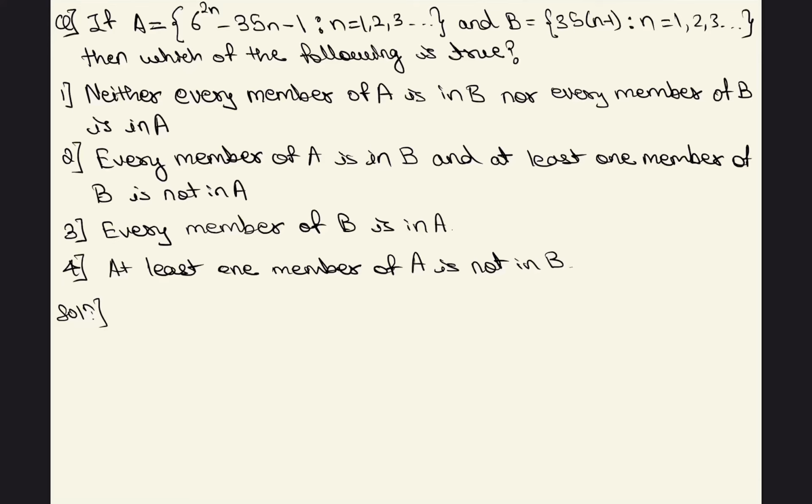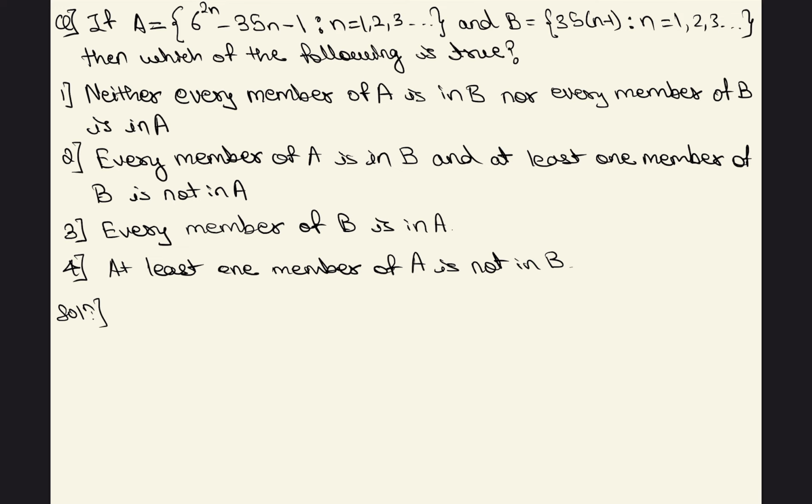Let's look at this question. Given that A equals 6 to the power 2n minus 35n minus 1 for n equal to 1, 2, 3 and so on, and B equals 35 multiplied by n minus 1 for all n equal to 1, 2, 3 and so on, then which of the following is true?